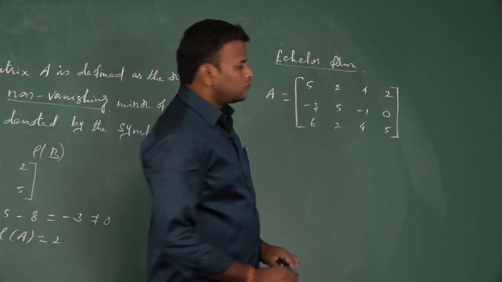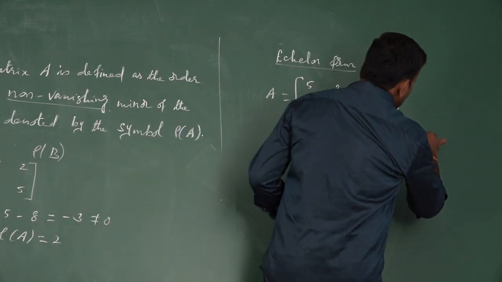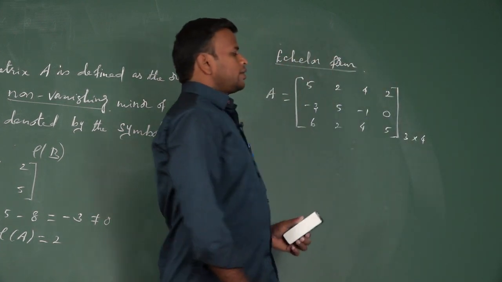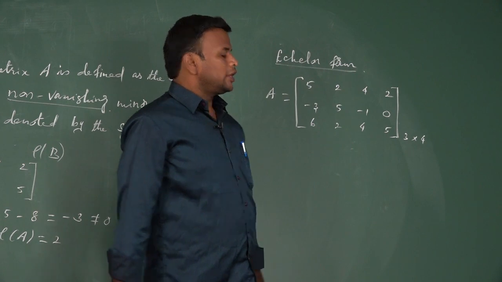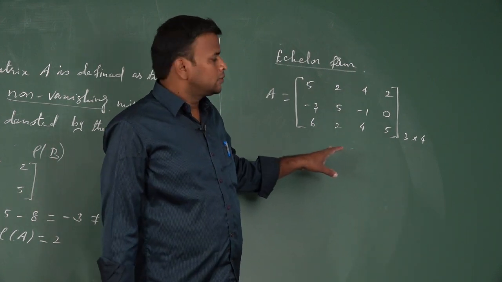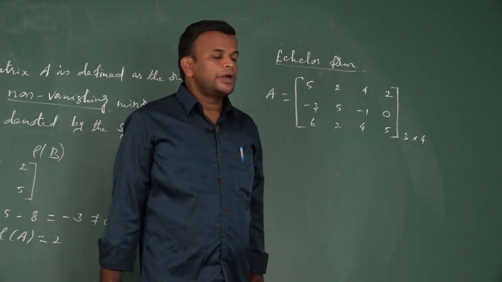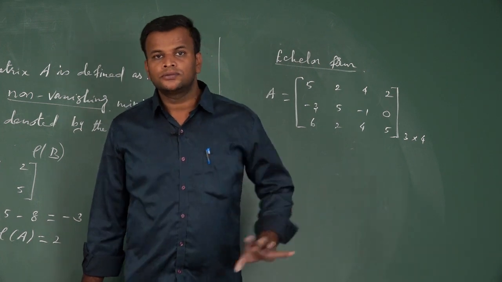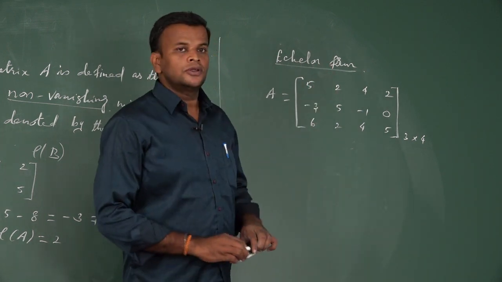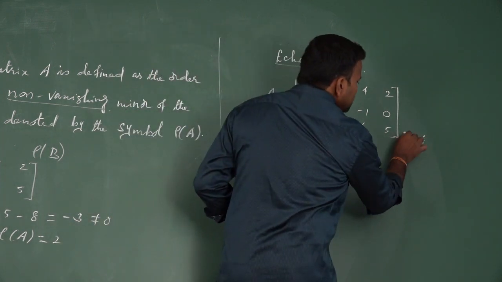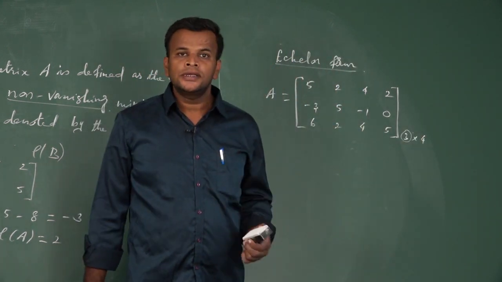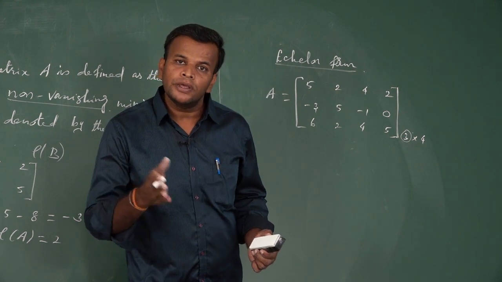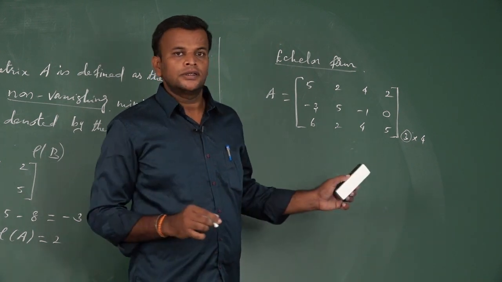There will be 4, so the order is 3 by 4. Now our question is to find the rank of the matrix using row elementary operations. The highest rank of the matrix should be 3, not 4, because it has 3 rows. Between 3 and 4, the least number is 3. So the highest rank is 3, or it may be 2 or 1, but 0 is not possible.